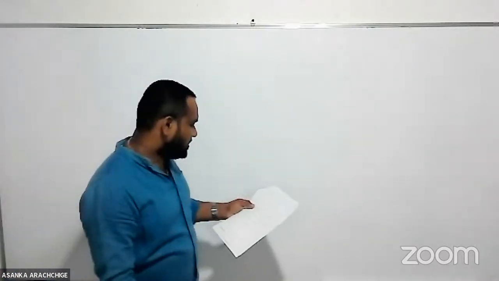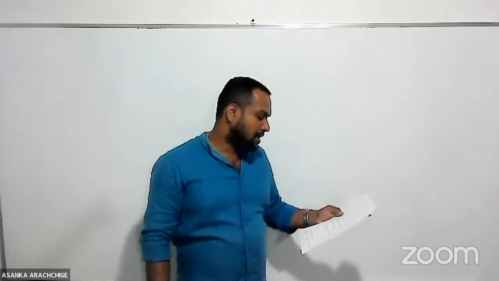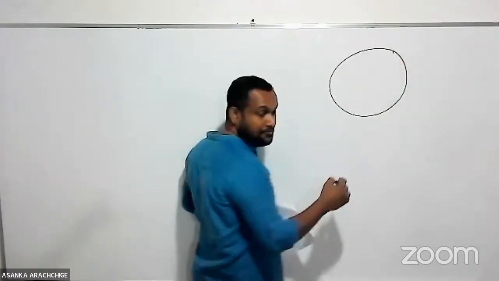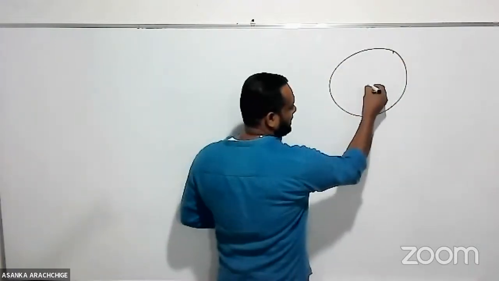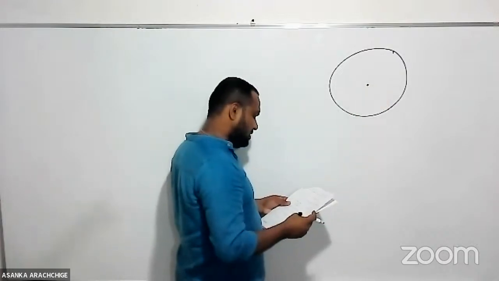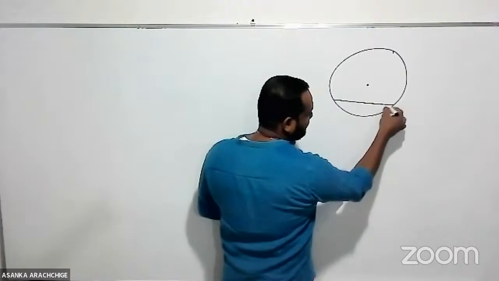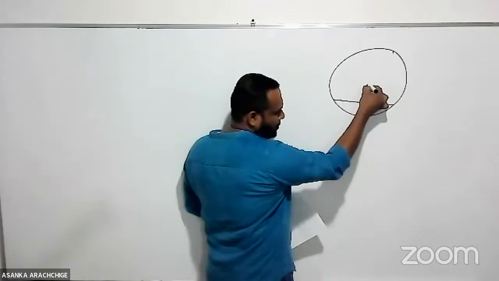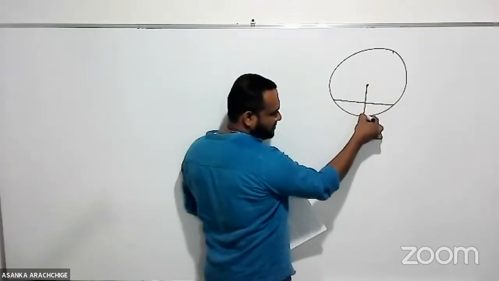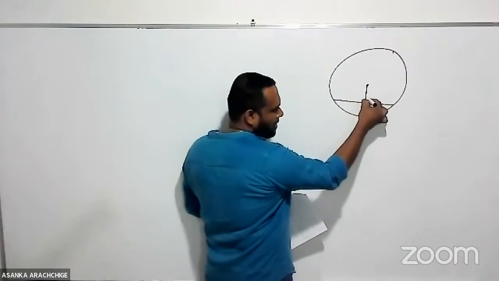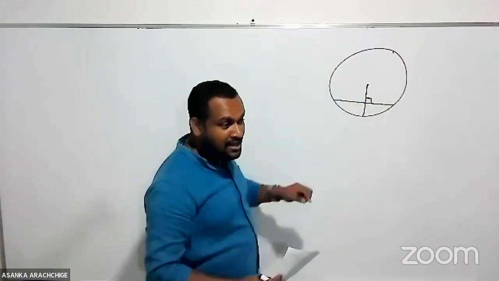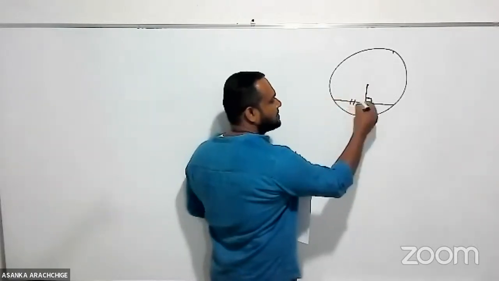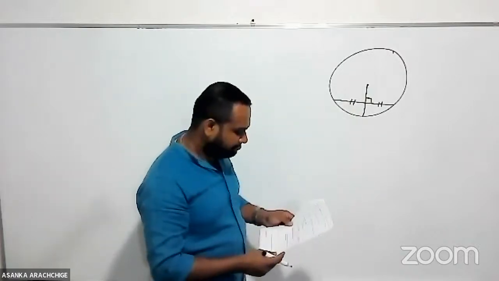PQ shows the water level of a cylindrical pipe of radius 25 centimeters. This is the cross section of the pipe, and this is the water level. If we draw a perpendicular like this, what comes to your mind? The perpendicular drawn from the center of a circle to a chord bisects the chord. Right?